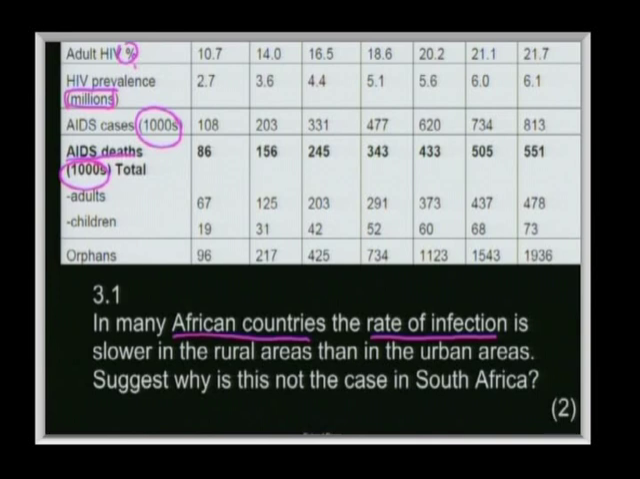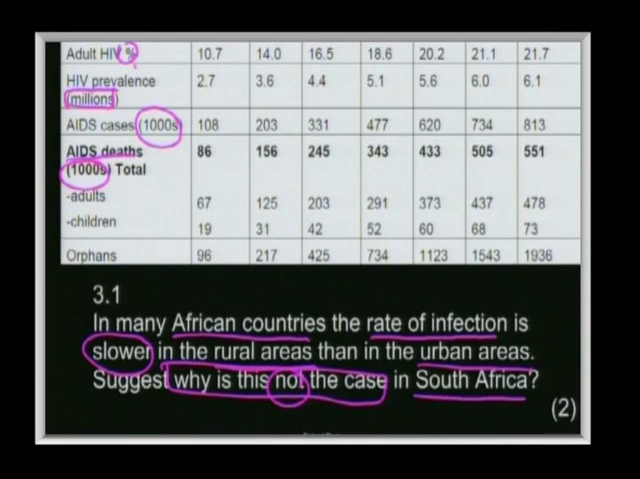The first part of the question reads, in many African countries, the rate of infection is slower in the rural areas than in the urban areas. Suggest why this is not the case in South Africa? This is quite a tricky question, and you can see that it has been asked for 2 marks.